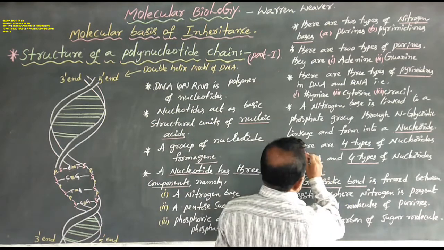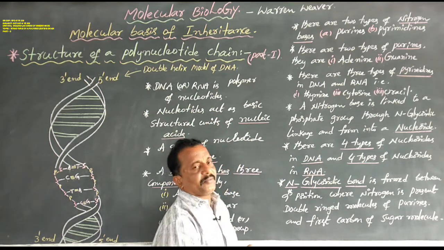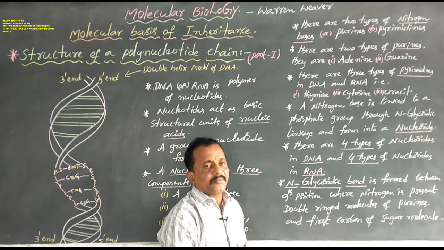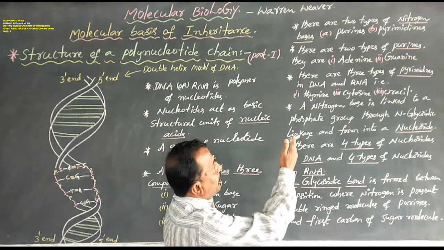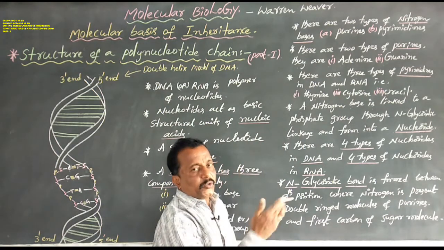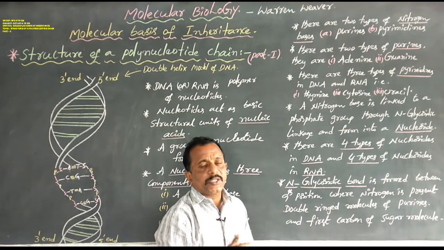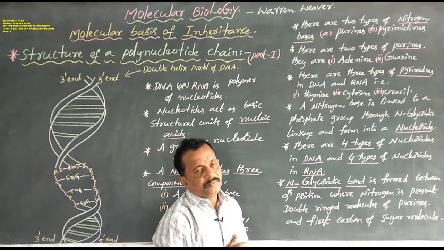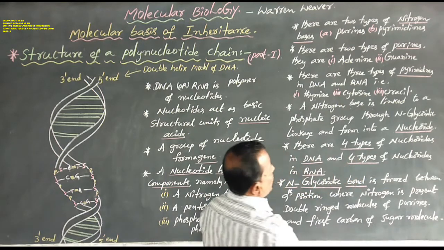So dear students, there are four types of nucleosides present in DNA. That is adenosine, guanosine, cytidine and thymidine. So these are the DNA nucleosides.